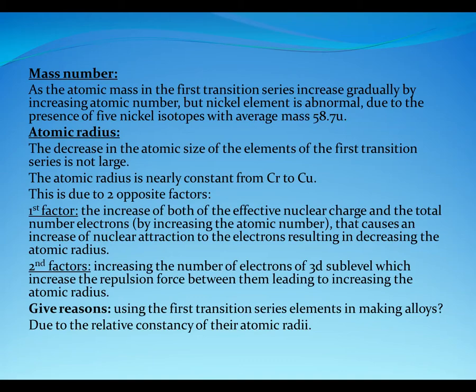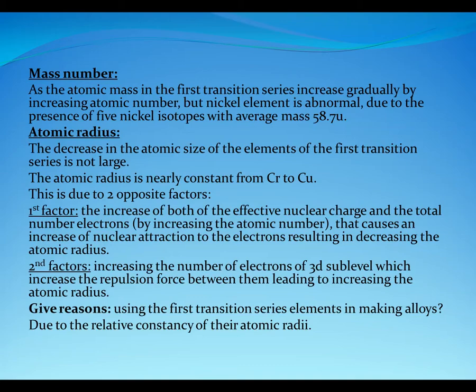The decrease in the atomic size of the first transition elements is not so large. The atomic radius is nearly constant from chromium to copper. This is due to two opposite reasons. The first one is the increase in both the effective nuclear charge and the total number of new electrons with increasing atomic number. That causes an increase in nuclear attraction of the electrons, resulting in decreasing the atomic radius. This is the first factor.